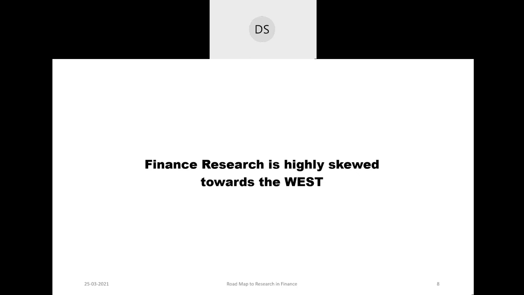Even Nobel laureates have come up with comments that the East, or people from Asian nations, are not competent to contribute fundamentally to a domain. That kind of criticism has come. I'm not taking that into consideration, but what I'm trying to tell you is that it is quite natural, because there are a number of factors which determine the growth of research in those nations. In my view, the skewness is more in the case of finance research.